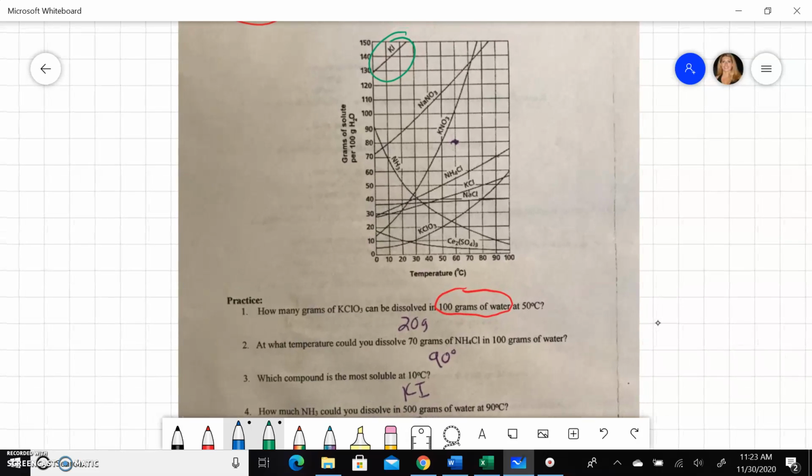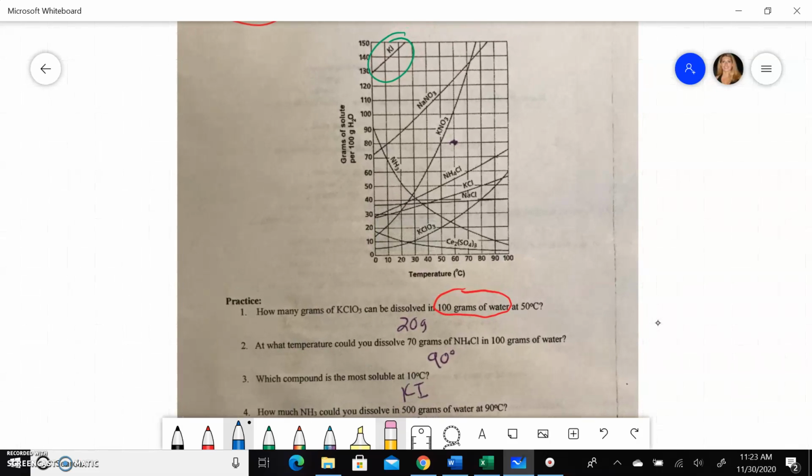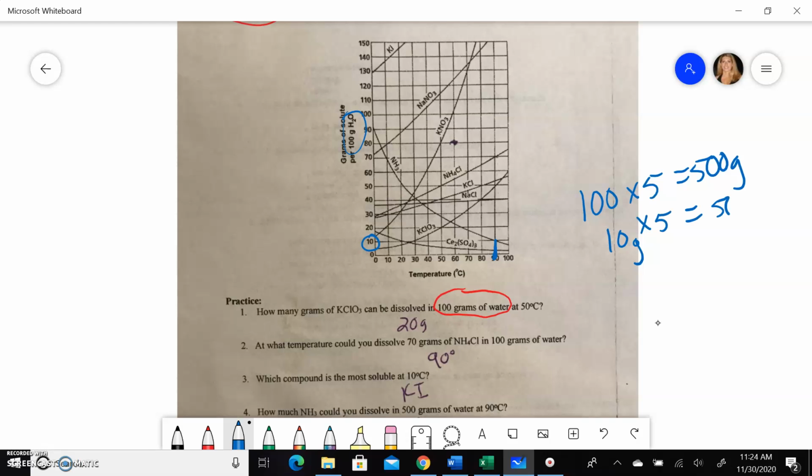How much NH3 could you dissolve in 500 grams of water at 90 degrees Celsius? So first we're going to go over to 90 degrees Celsius, and we're going to go up to NH3 because that's the one they're talking about. Then we follow it over and we see that it's about 10 grams. But that 10 grams is if you have 100 grams of water. So since they made it 500 grams, we are going to multiply our grams by 5. So 10 grams is if it's 100, it's like a ratio. So in 500 grams, we can have 50 grams.